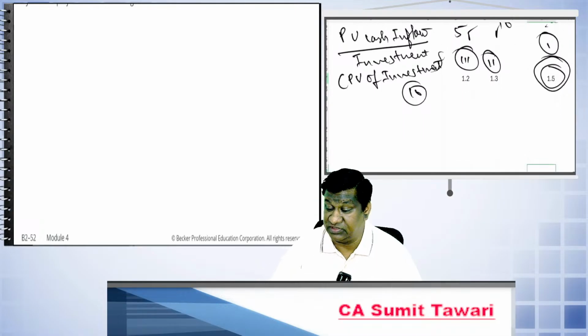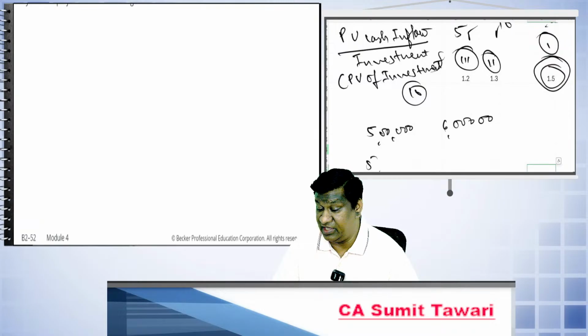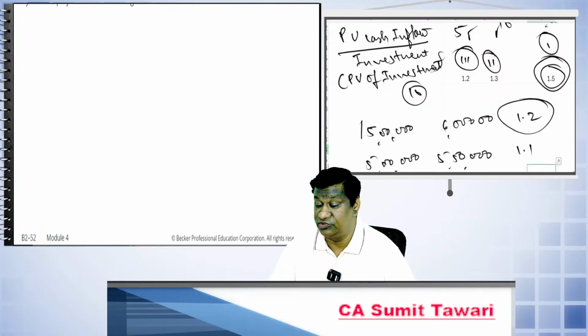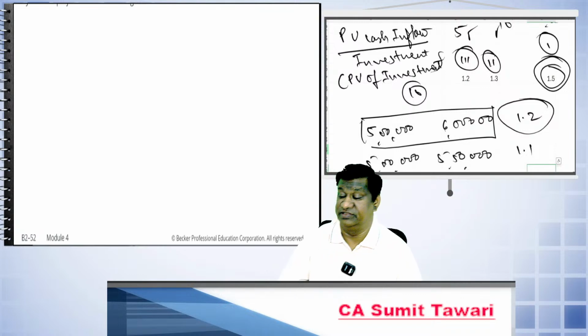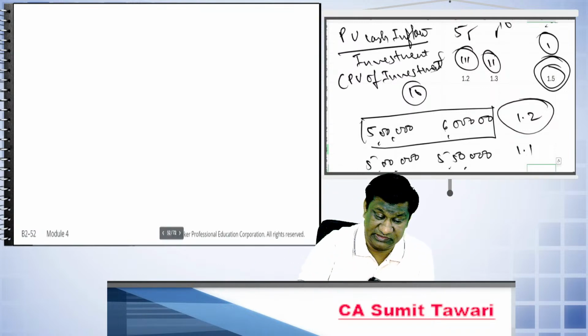Sometimes what happens is, with a similar investment, a 5 lakh investment gives you 6 lakh present value of cash inflow, while another 5 lakh investment gives 5 lakh 50,000. So here it is 1.2 and maybe this is 1.1. You need to go with this one, so you select this project. This is how you can utilize the profitability index.